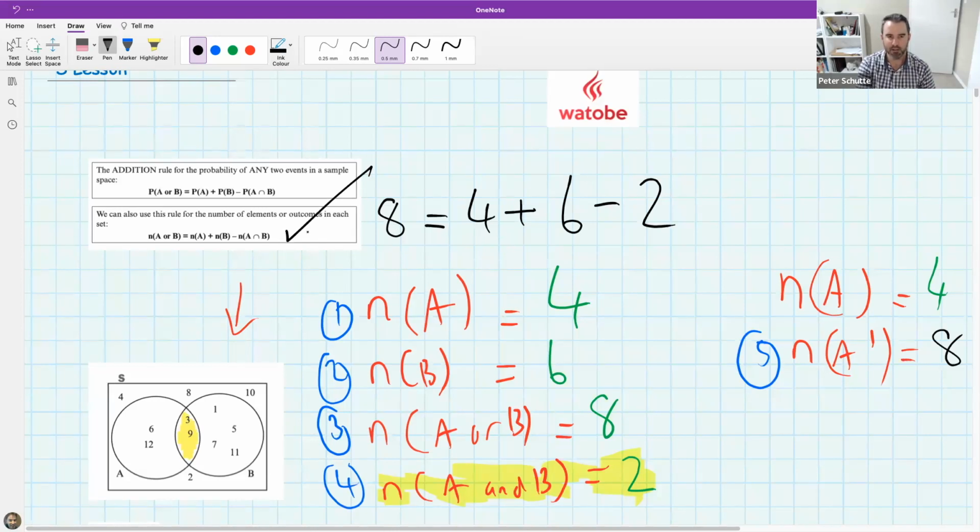Give me a thumbs up if you get the connection between this additive identity from probability and the picture. Give me a thumbs up if you follow that. Give me a thumbs down. Okay.